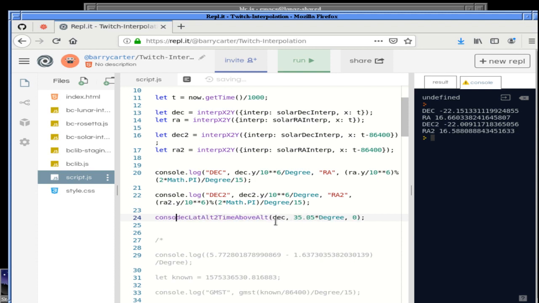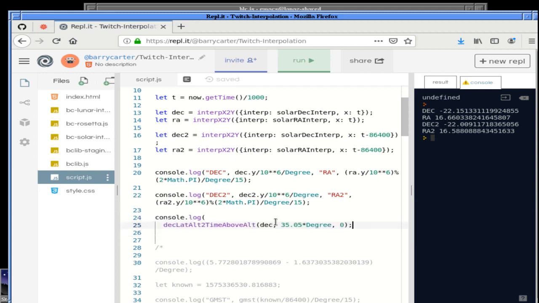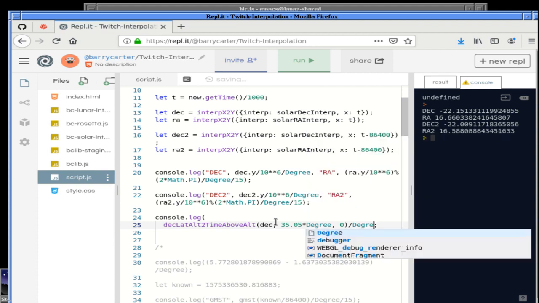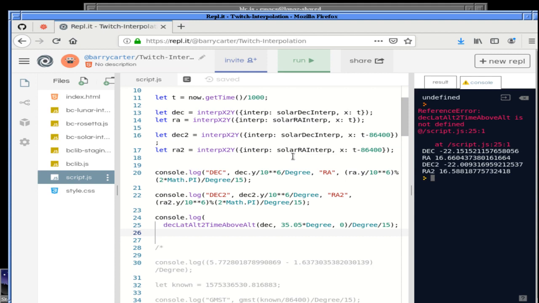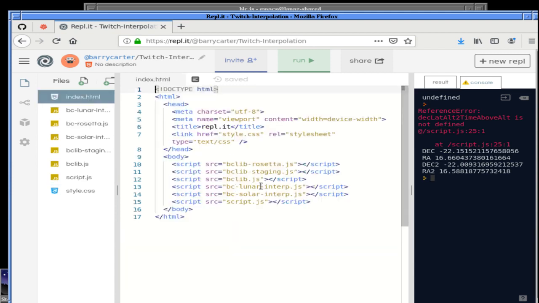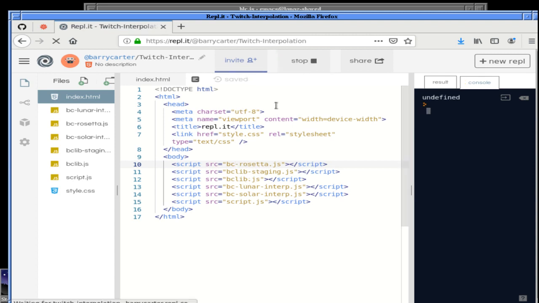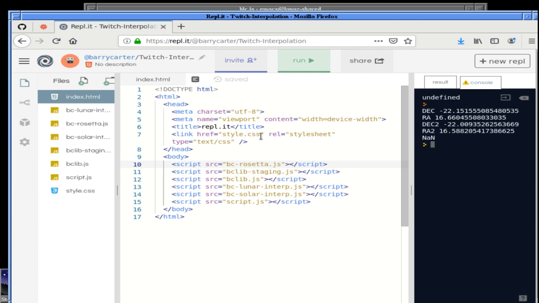And this is going to be in radians, so let's be really clever here and convert radians to degrees. Divide by degree, and then divide by 15 to get hours. And in this case, because we're looking at a time interval, we don't have to mod out by 2 pi. Yes, and it would be nice if the name matched the name of the file. Okay, not a number, so that's pretty nice.